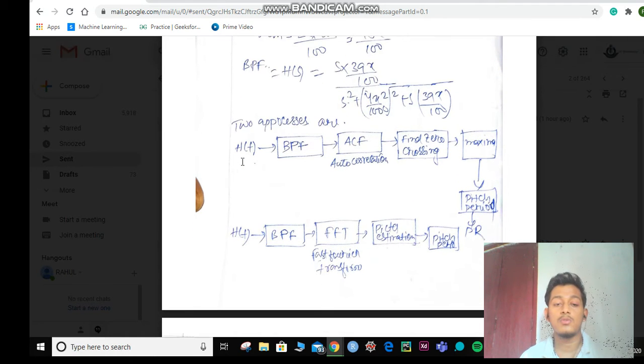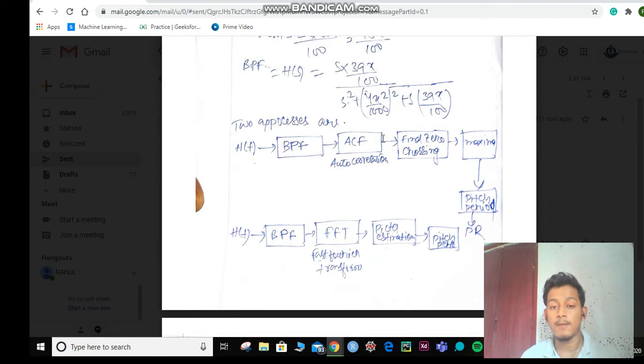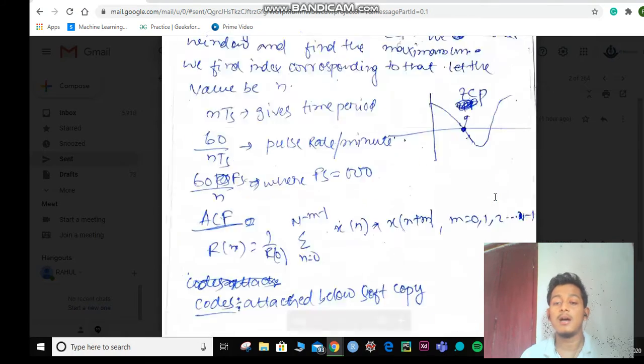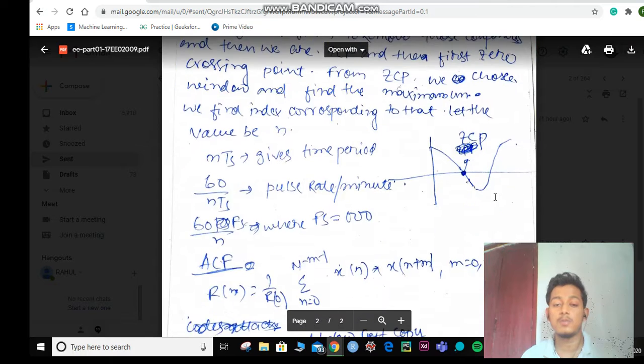So the two approaches to calculate the pulse rate will be this. The first: h of t you have to pass through a band pass filter like this, this will be the transfer function of that. Then we pass it through autocorrelation, then we have to check the zero crossing frequency. Then we have to find the maxima, and from that we can find the pulse rate, the pitch period we can find.